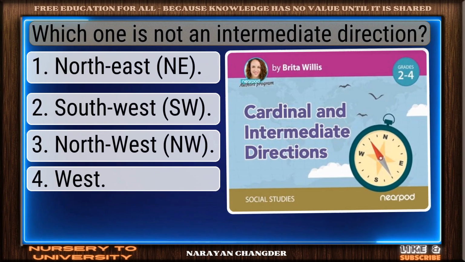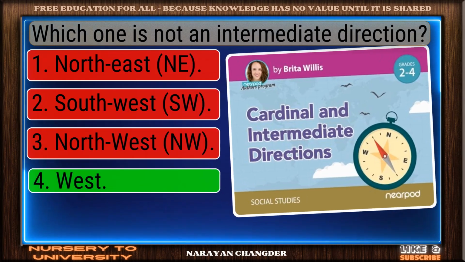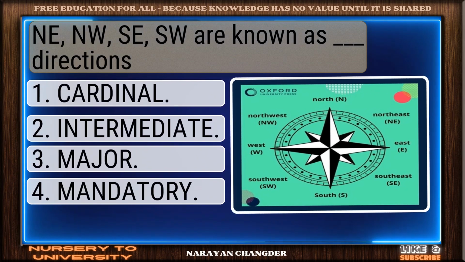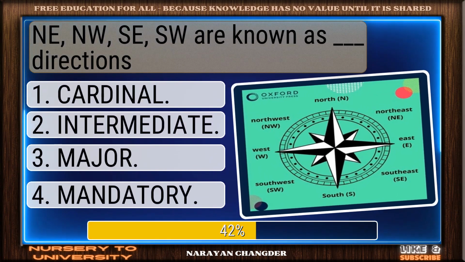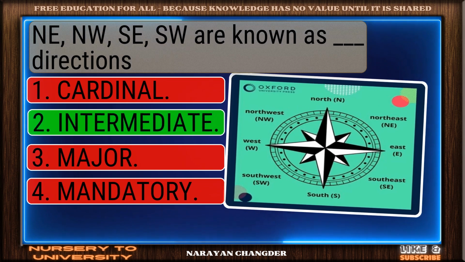Which one is not an intermediate direction? Bravo. West is the answer. N, S, E, W are known as dash directions. You chose intermediate, and it is correct.